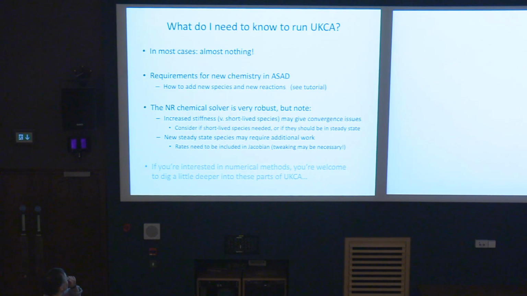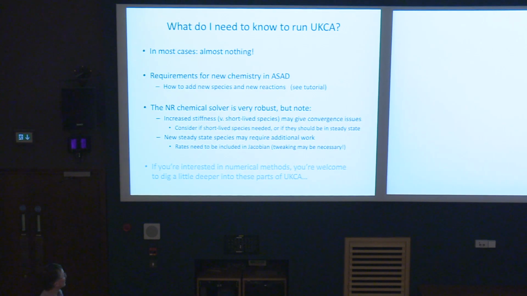If there's a requirement for new species or new chemistry in ASAD, again, you go through some of this in the tutorial. The Newton-Raphson solver here tends to be very robust, but there are a couple of little issues to be concerned with. One is if the chemistry you add increases the stiffness of the system a lot. In other words, if you add some very short-lived species, then they may have problems with convergence. In that situation, you should consider if these short-lived species are really needed or not, or whether you can get rid of them the way we did before, using a steady-state assumption or family approach. And also, new steady-state species might require additional work too.